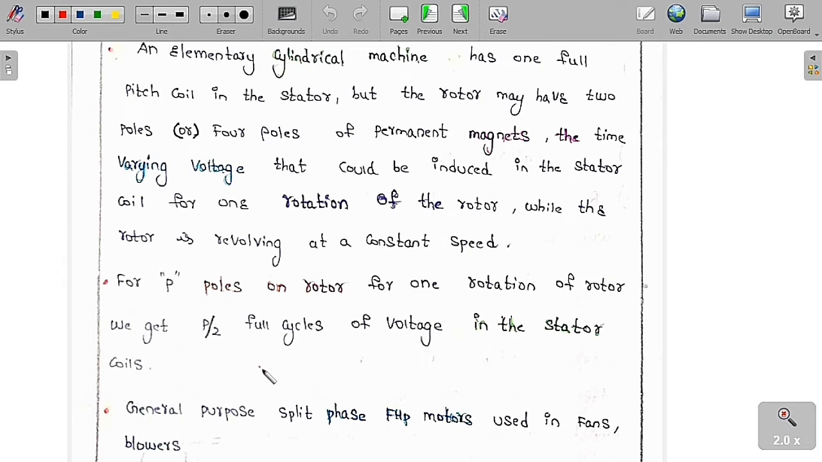Whereas in the case of a synchronous machine, if P poles are there on the rotor, then for one rotation of the rotor we are going to get P by 2 full cycles of voltage in the stator coils.